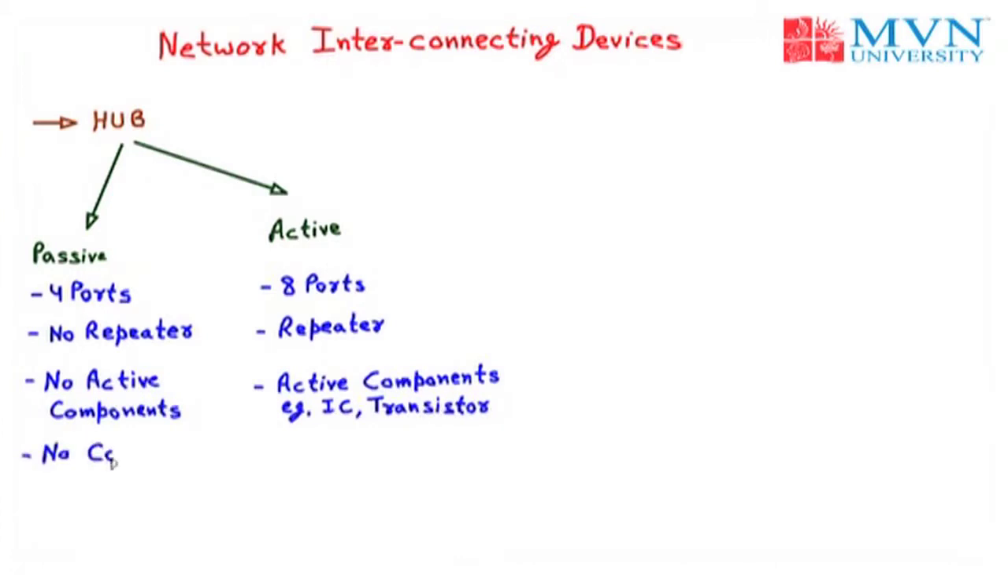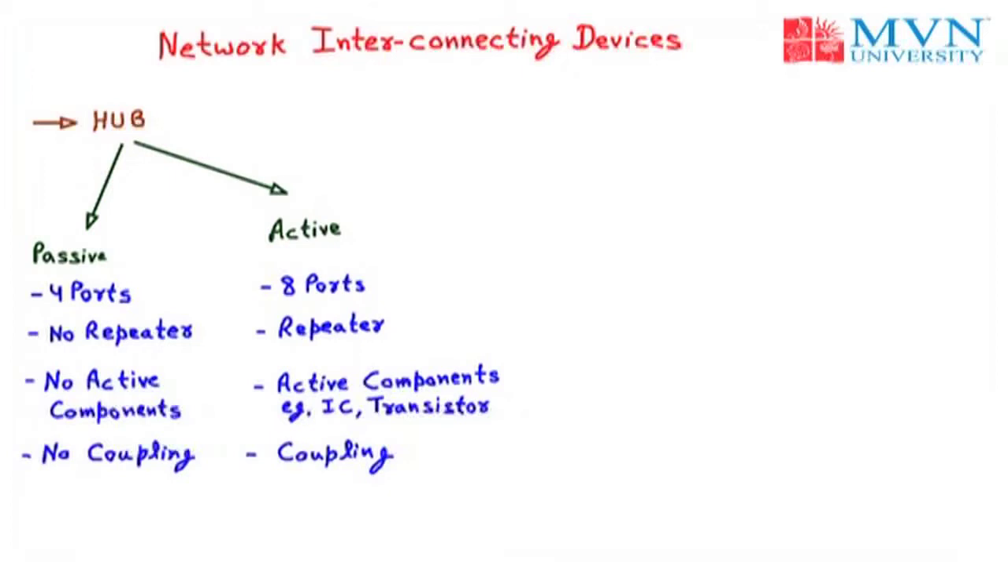Next one, in the passive hub, there is no coupling possible, whereas the coupling is present in the active hub. Coupling, that means we can connect multiple hubs to increase our ports. For example, we have only 8 ports and we want to extend the ports to 16. In that case, we can couple or combine 2 hubs at the same time. That is present in the active hub but not present in passive hub.